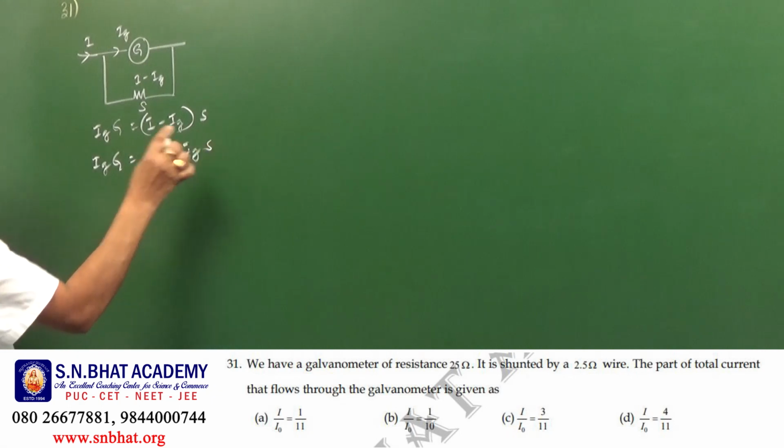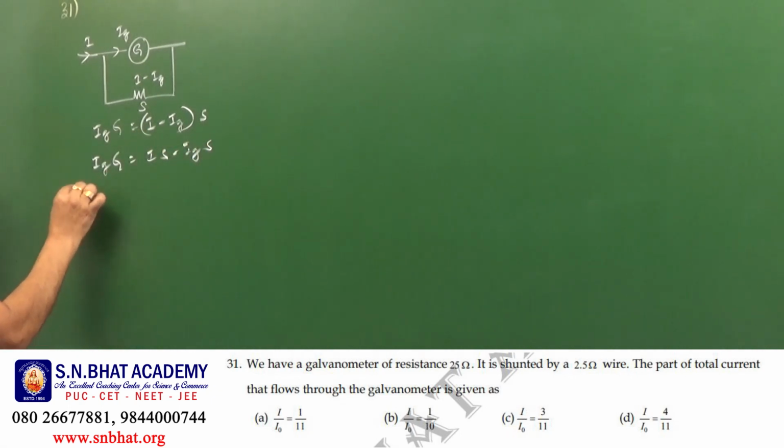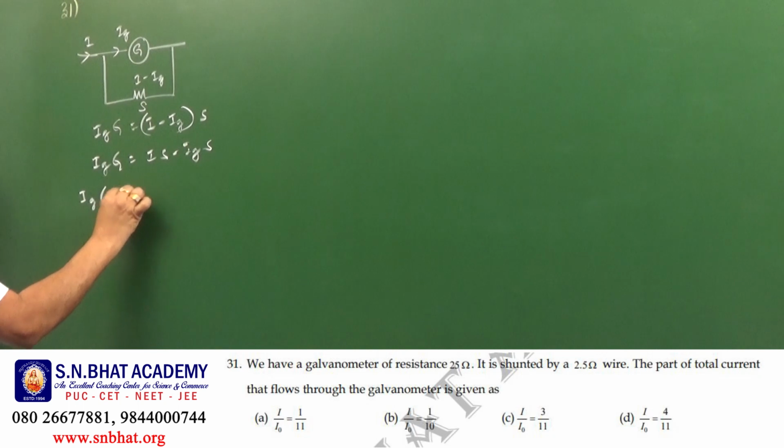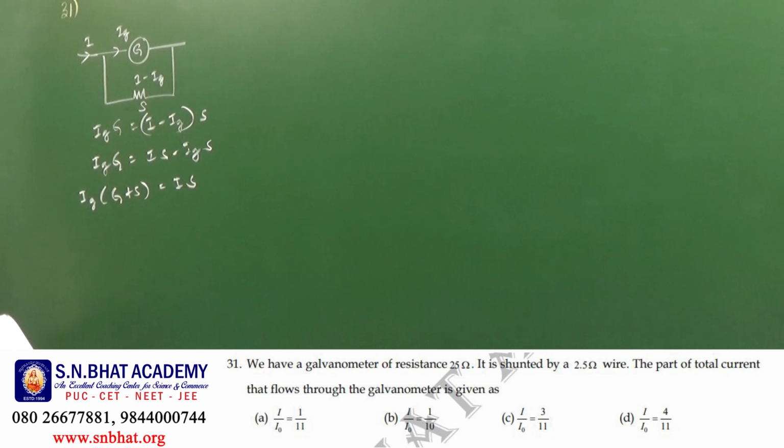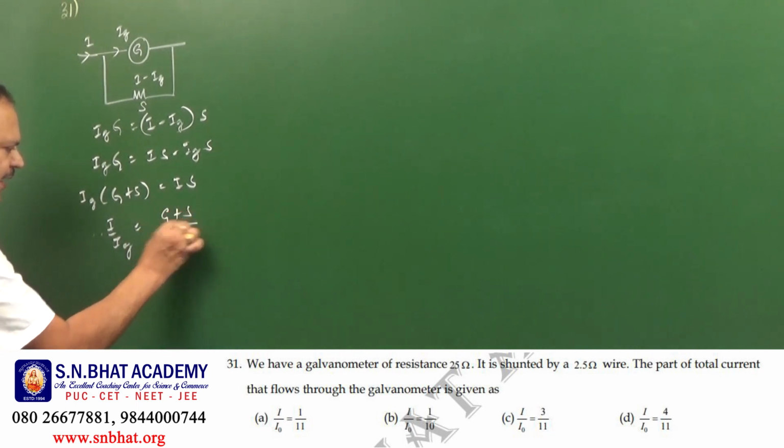If you have learned these well for the board exam, you will be a little faster. Taking Ig as the common factor, Ig (G plus S) is equal to I into S. Now look at the alternatives. He is talking about I by Ig, so you must remember this well. That is (G plus S) by S he wants. Therefore I by Ig is equal to (G plus S) divided by S.